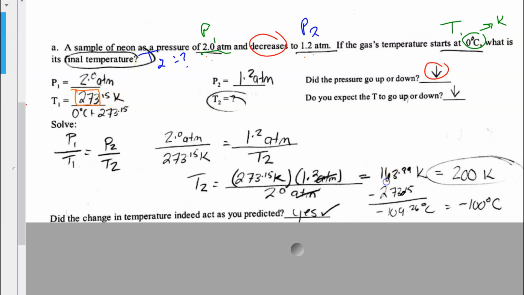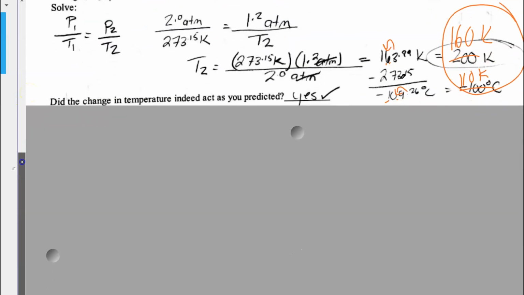So let's go to 2. 1, 2. So look to the right. This is going to be 160 Kelvin. 1, 2. This is going to be 110 Kelvin. Those are the right answers. Don't get too messed up with the sig figs. Just go with it on that one.